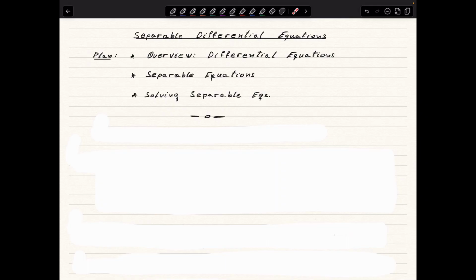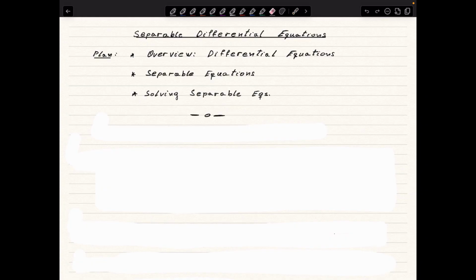In this video we are going to talk about separable differential equations. We are going to start with a brief overview of what differential equations are, and we are going to introduce the main definitions we are going to need. Then we are going to focus on separable differential equations, and then we are going to learn how to solve them. So that's the plan for today.